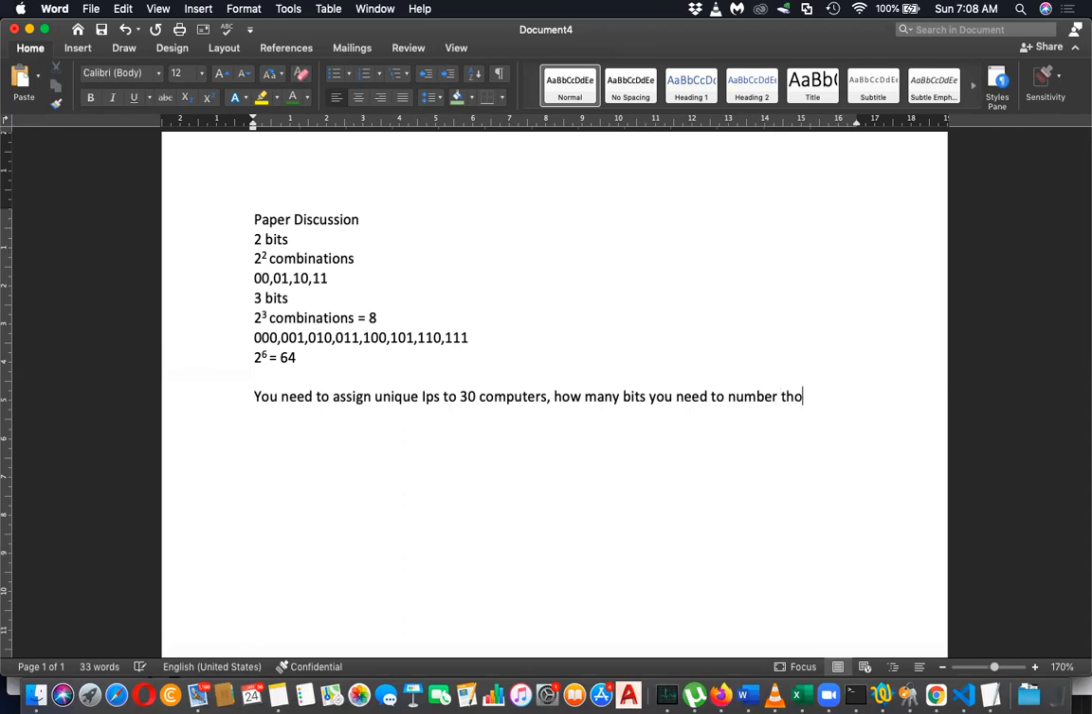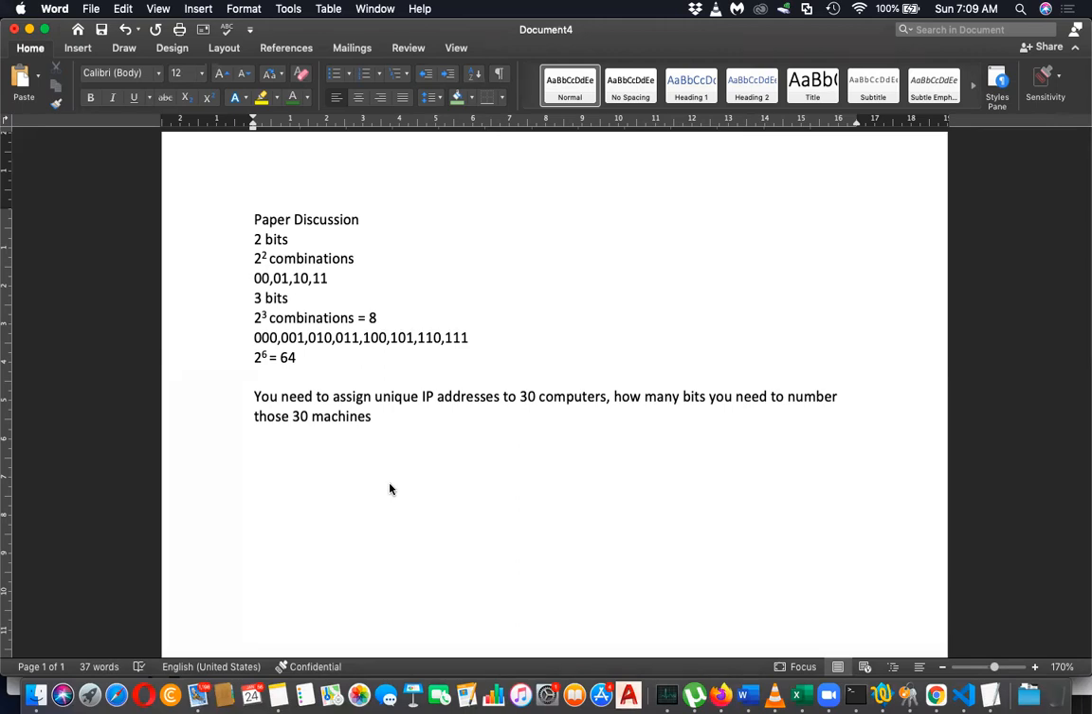So what is the answer? Those 30 machines. So you want to assign IP addresses to 30 computers. So it's asking how many bits you need to number those 30 machines. What is the answer?